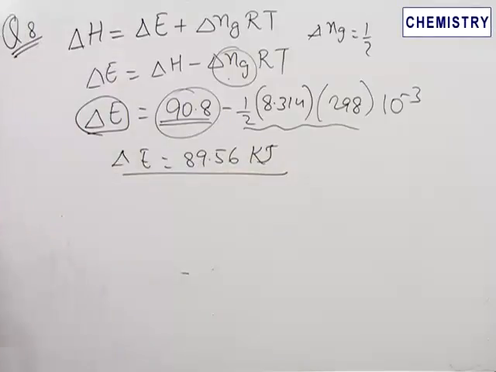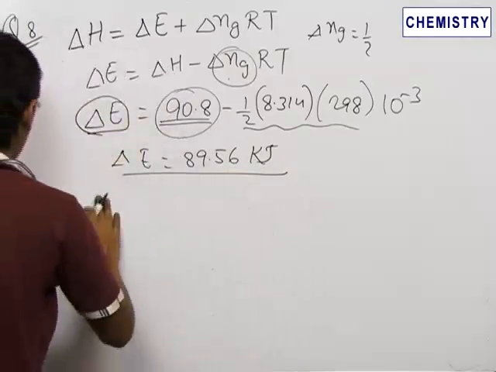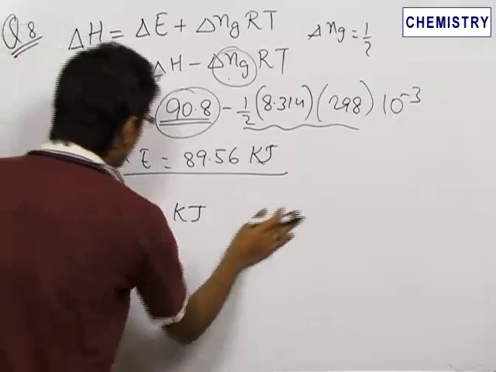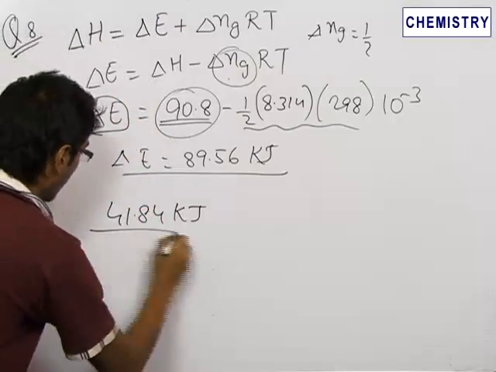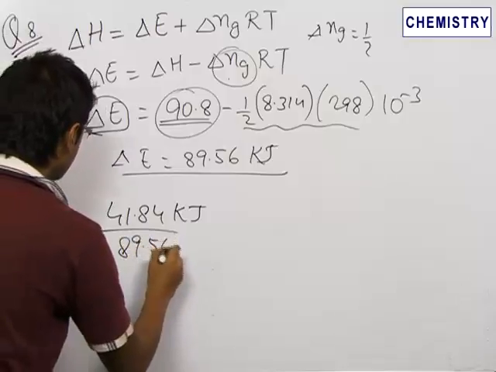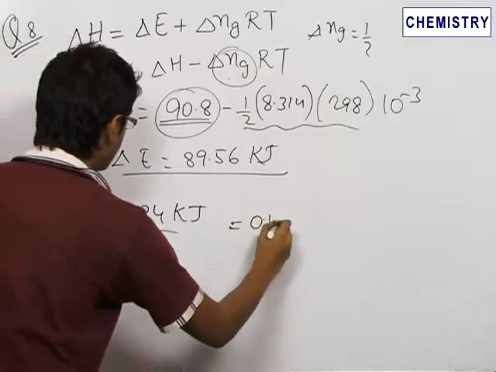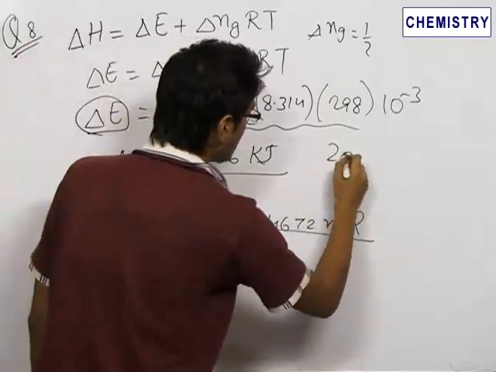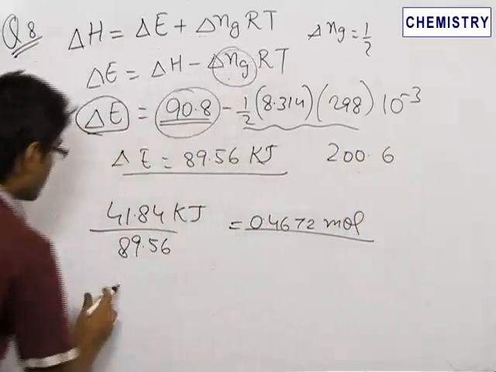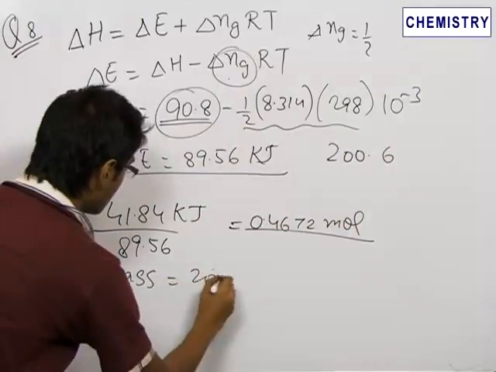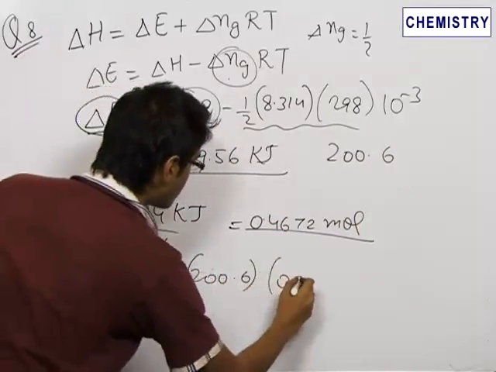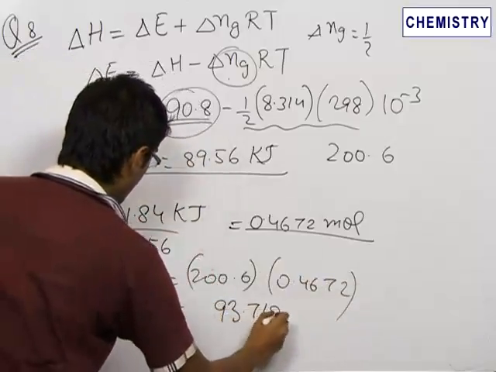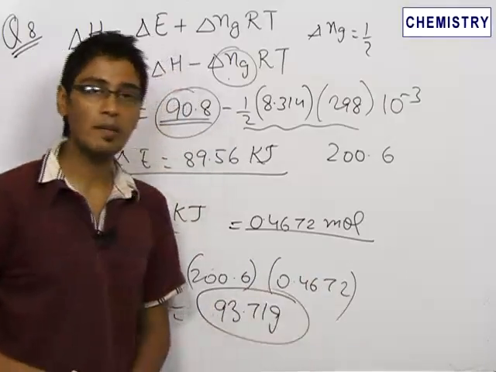And we know that for the above reaction, the excess HgO is absorbing 41.84 kilojoules of heat. So the number of moles of mercury obtained are 41.84 divided by 89.56, which is equal to 0.4672 moles of mercury. And we know that 1 mole of mercury amounts to 200.6 grams, and hence the mass of mercury obtained is 200.6 into 0.4672. On solving, we get this equal to 93.71 grams, which is the final mass of mercury obtained.